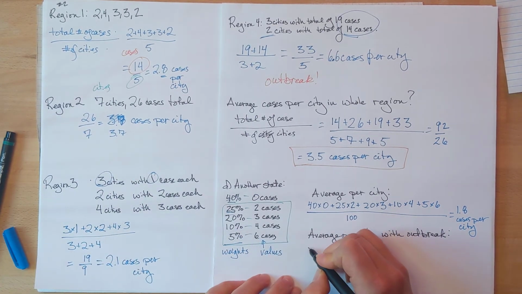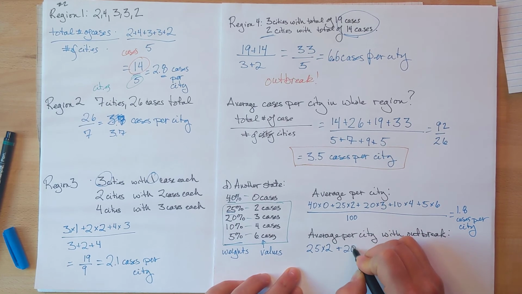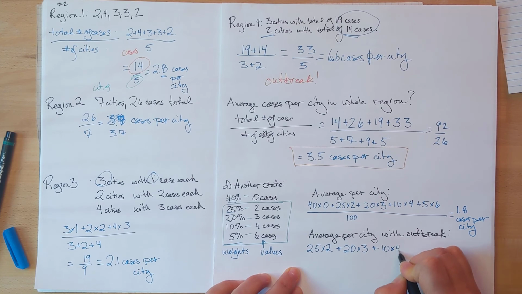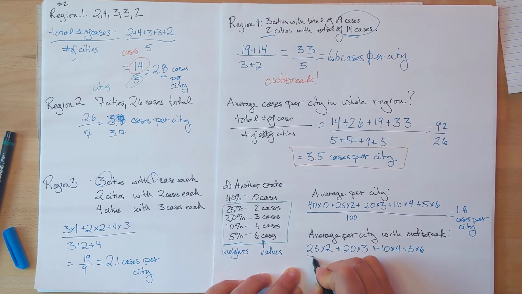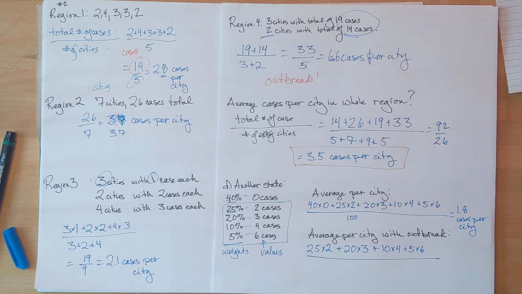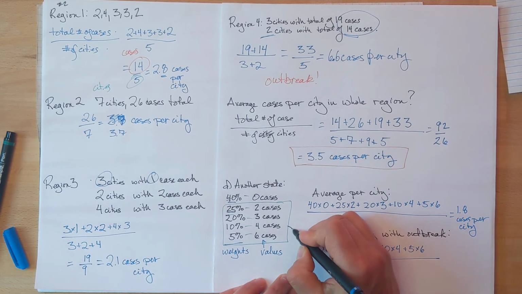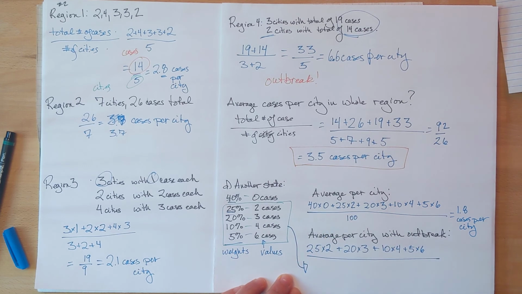I have 25 cities that have 2 cases, and 20 cities that have 3 cases, 10 cities with 4 cases, 5 cities with 6 cases. But I'm not looking at all 100 of the cities. I'm only looking at the 60 cities that had cases of rabies. The 60 or the 60%, whichever way you want to think of it, that count in this description.